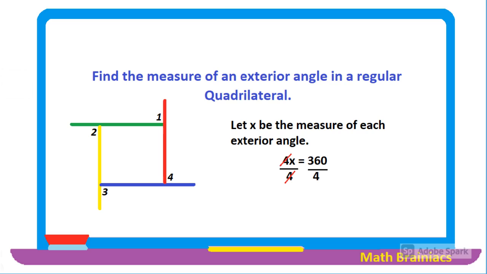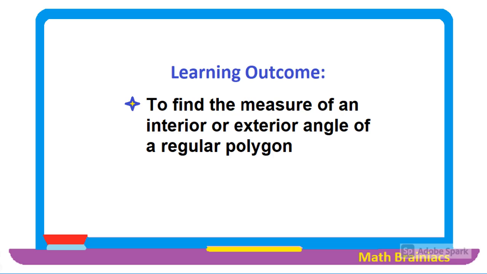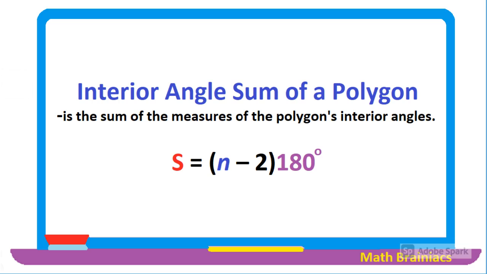And we can cancel out the 4 on the left side of the equation. Consequently, to solve for x, we're going to divide 360 by 4, which will give us 90 degrees. Accordingly, the measure of each exterior angle in the regular quadrilateral is 90 degrees. Appropriately, we have met our goal for today's lesson. We have learned how to find the measure of an exterior angle of a regular polygon.